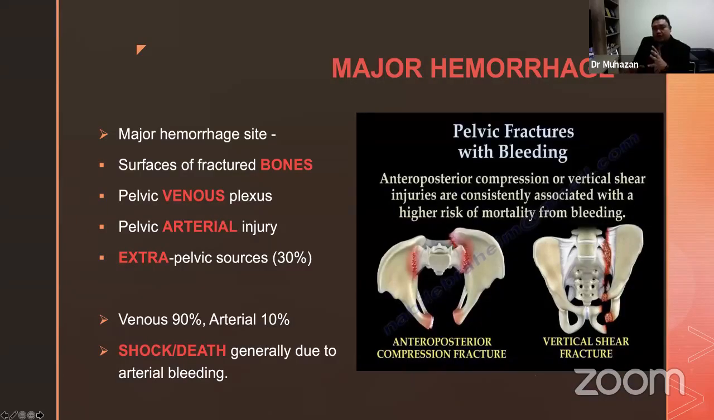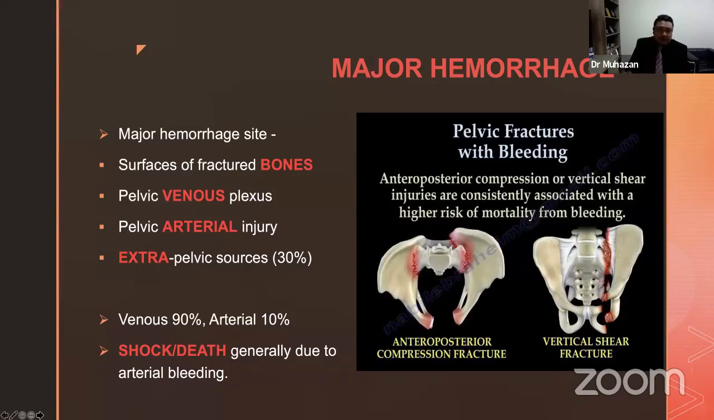All right, so now we go into the next part, which is major hemorrhage. Now, why is the bleeding so profuse in a patient with pelvic trauma? All right, so remember, apart from the fracture over the bones, you can also injure the venous plexus and also injure the artery. And on top of that, you could also injure your extrapelvic sources, your organs, your rectum, etc. So you don't bleed just from the pelvic bone alone, but from so many other injuries. Mostly, however, it is venous, 90%, but 10% is arterial.